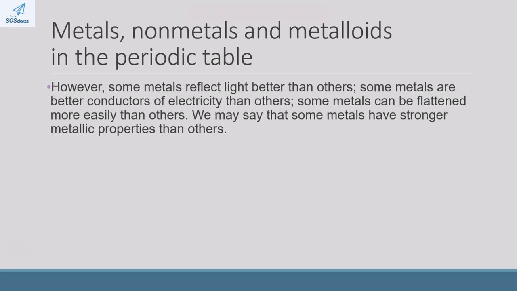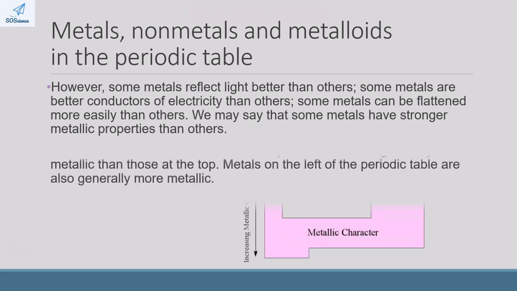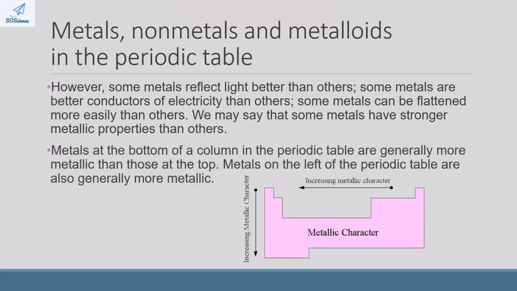However, some metals reflect light better than others. Some metals are better conductors of electricity than others. Some metals are more malleable. Some metals are more ductile. So we can say that some metals have stronger metallic properties than other metals. Now, this is a generalization. Generally speaking, metals that are more to the left-hand side of the periodic table have a stronger metallic character, and metals that are further down the periodic table also tend to have a stronger metallic character.